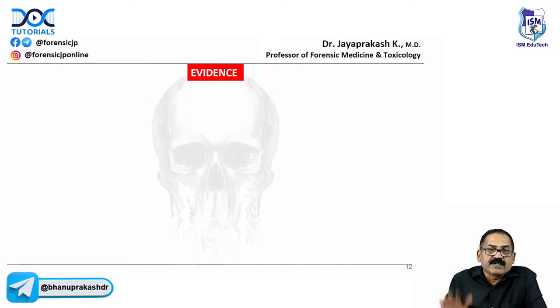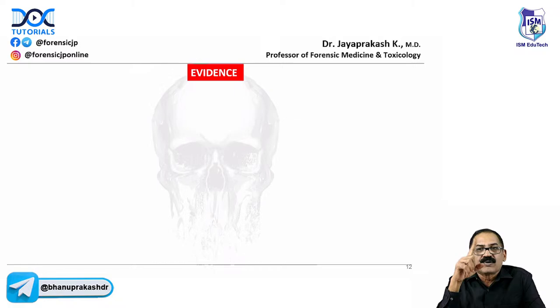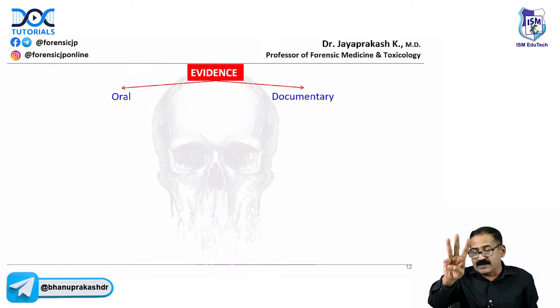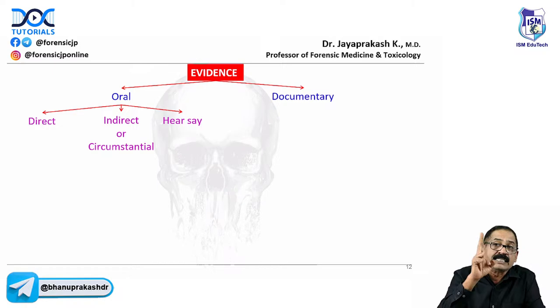Evidence. In a court of law, there are two types of evidence. Number one, oral evidence. Number two, documentary evidence. Whatever the person goes to the court and tells orally is oral evidence. In oral evidence, there are three types: number one, direct evidence; number two, indirect evidence; number three, hearsay evidence.